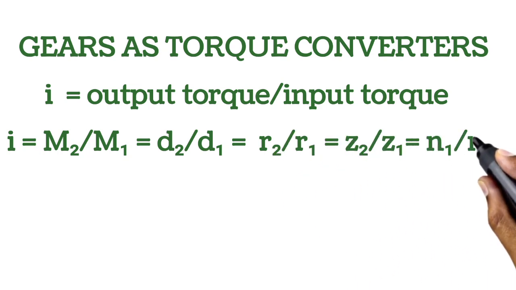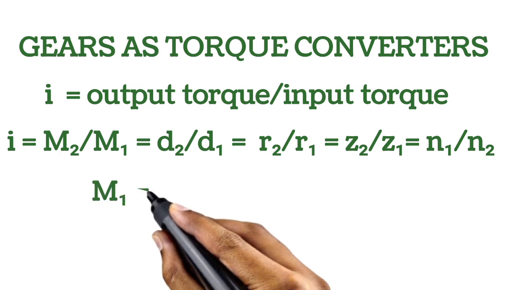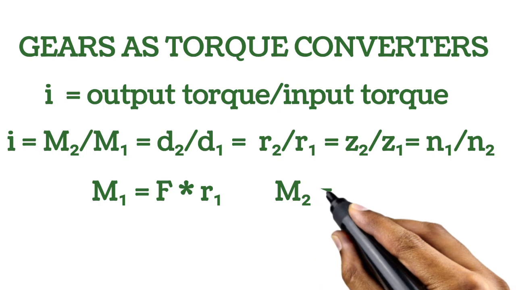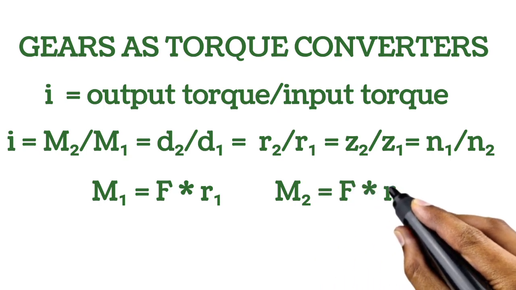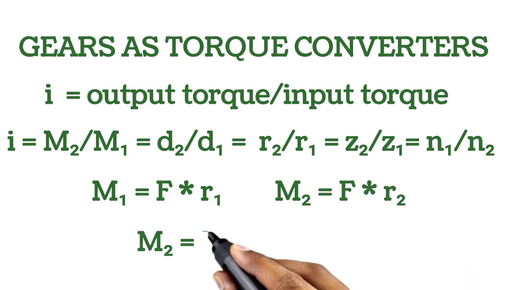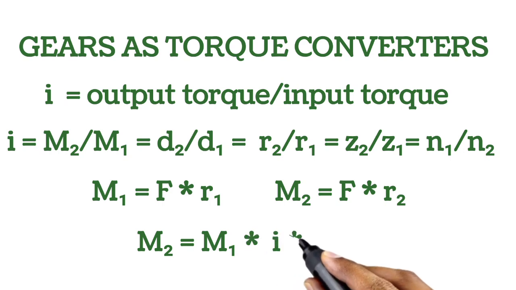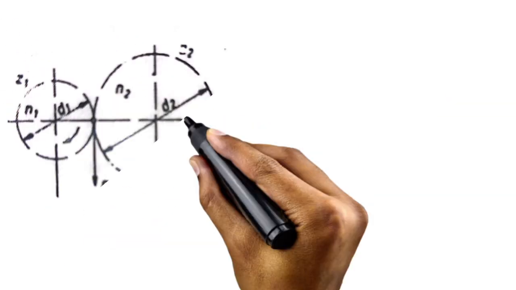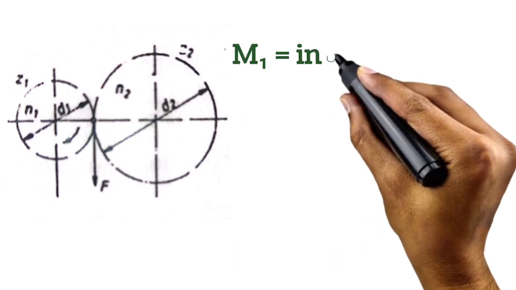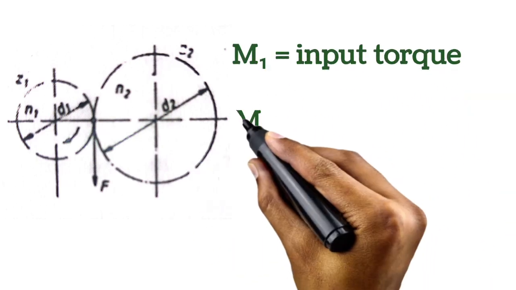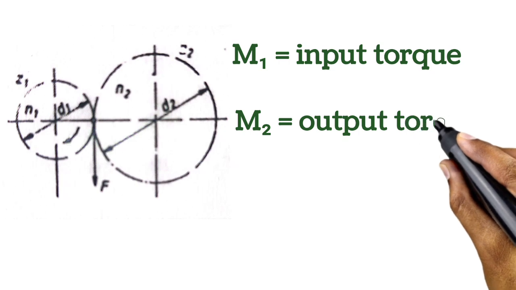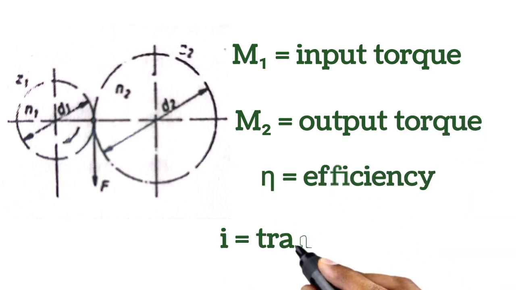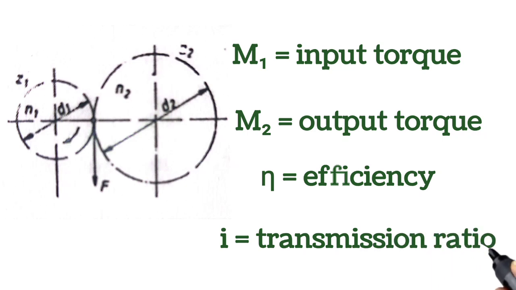So M1 is equal to F times R1 and M2 is equal to F times R2. So M2 is equal to M1 times transmission ratio times efficiency. So M1 is equal to input torque, M2 is equal to the output torque, we have the efficiency, then I is equal to transmission ratio.